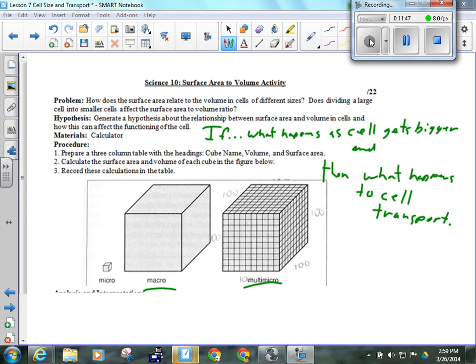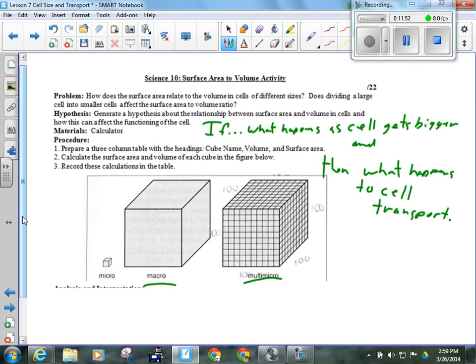All right. So what we're going to do is make a table, and I'm going to show you what that table will look like in a minute here, and we're going to calculate the surface areas and volumes of these cubes. And then we're going to make a surface area to volume ratio. Everybody with me so far? It's easy math. In fact, we're going to do it together. So everyone's going to get the math right.